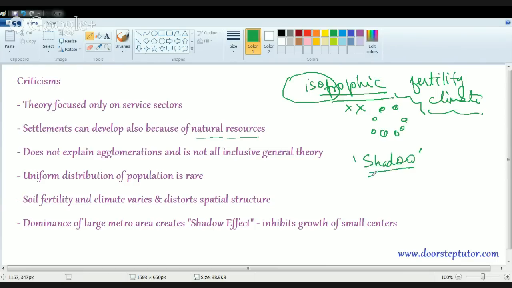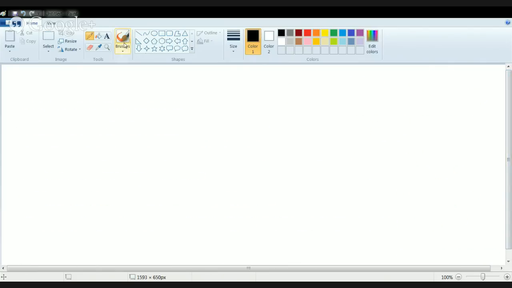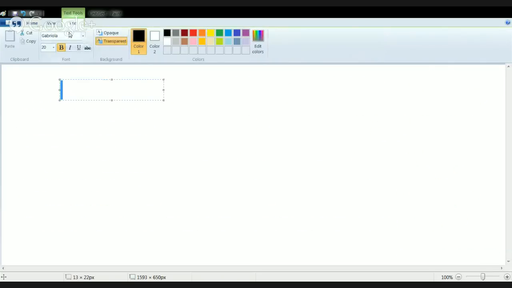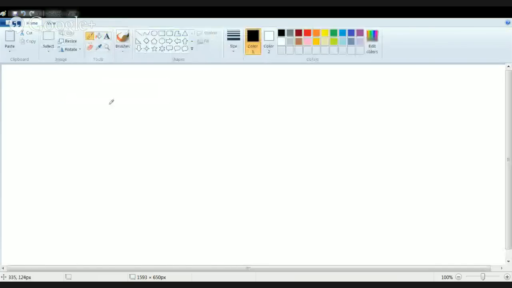What is the shadow effect? The shadow effect is an effect exerted by a major urban center, which inhibits the growth of nearby centers. A major urban center would slowly and gradually diminish the importance of the nearby small towns. So that is again a major criticism of the theory. Now, we have talked about the criticisms and assumptions, but there are also real world distortions of Christaller's theory. What are the real world distortions?